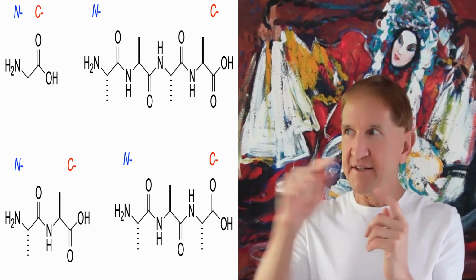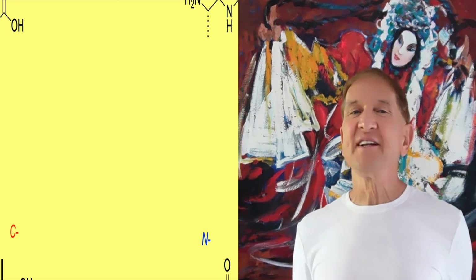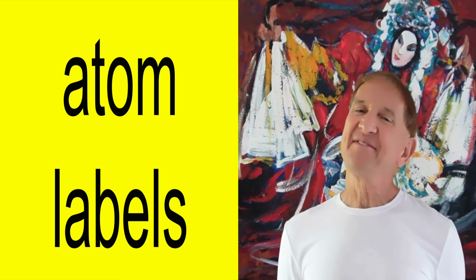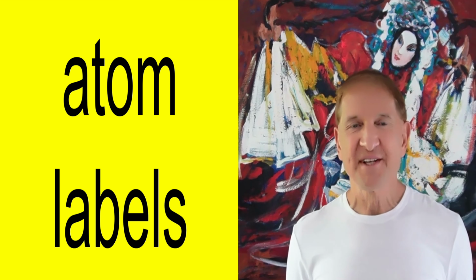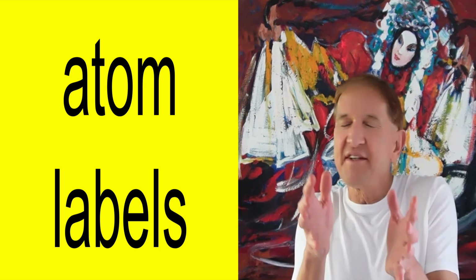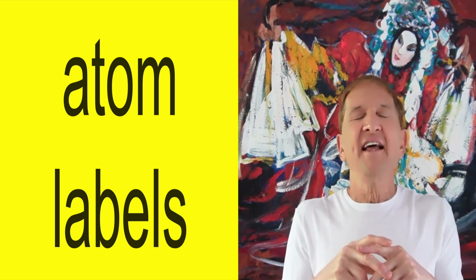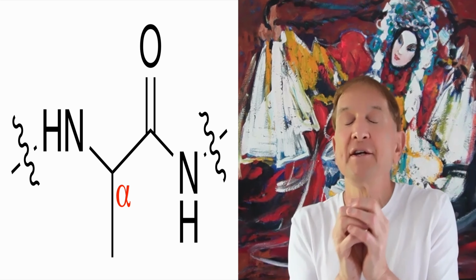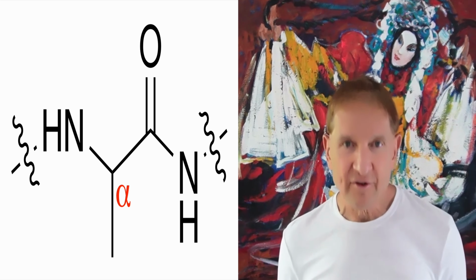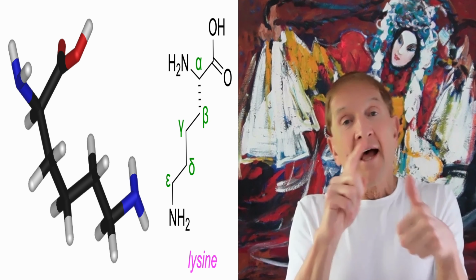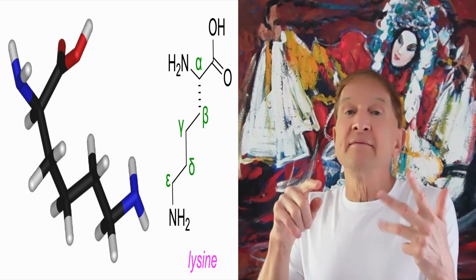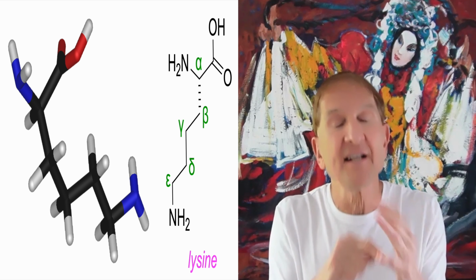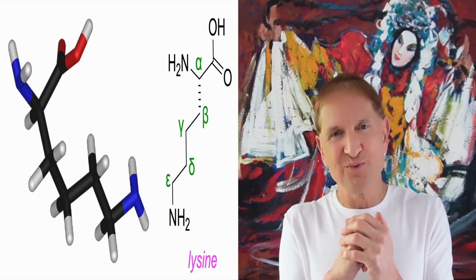Think N to C. Let's introduce a little bit of Greek because we have to label the atoms in amino acids. And the one that you can't do without learning is the carbon between the amino group and the carbonyl. That is C alpha. From C alpha, alpha, beta, gamma, delta, epsilon. We don't need much more than that.